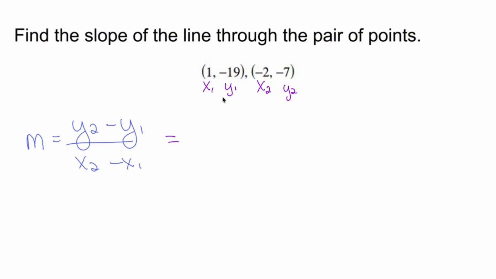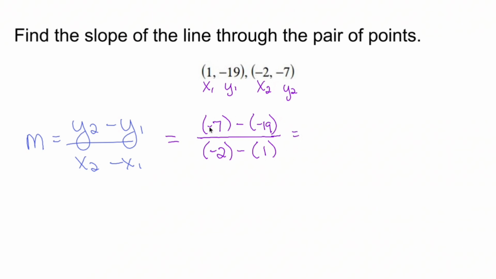Now that I know this information, I'm going to substitute these numbers into those variables. Y sub 2 is negative 7, so I'm going to rewrite this and replace y sub 2 with parentheses negative 7, close the parentheses, minus sign in the middle. Y sub 1 is negative 19, so parentheses negative 19, close the parentheses. X sub 2 is negative 2, so parentheses negative 2, close parentheses, minus sign in the middle. X sub 1 is 1, so parentheses 1, close parentheses.